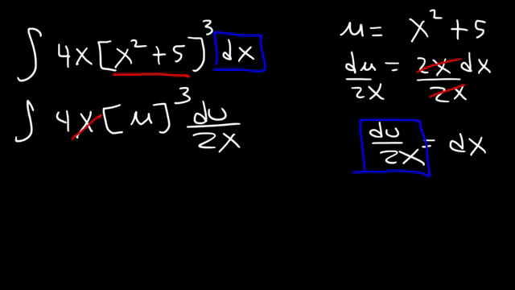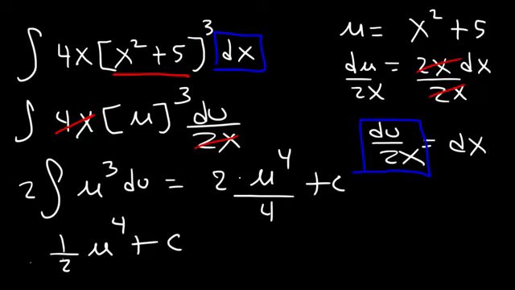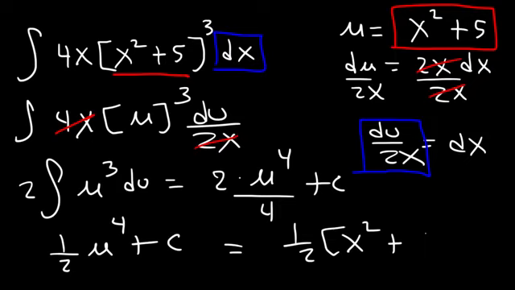So here we can cancel x. 4x divided by 2x is 2. So it's 2 times the antiderivative of u to the third. Using the power rule, it's going to be 2 times u to the fourth over 4 plus c. Now 2 over 4 is 1/2, so it's 1/2 u to the fourth plus c. The last thing you need to do is replace u with what it equals, and that's x squared plus 5. So this is the answer.